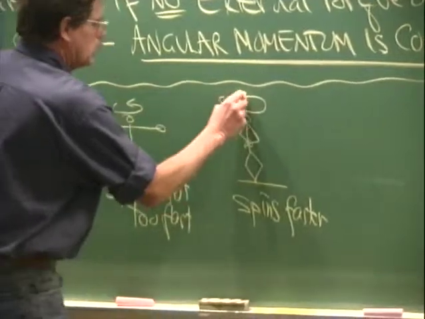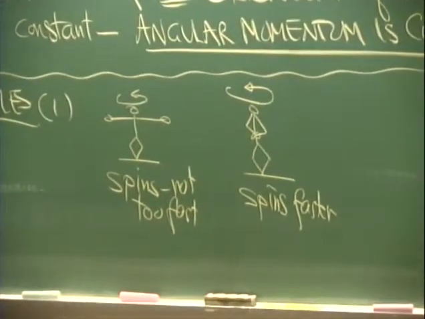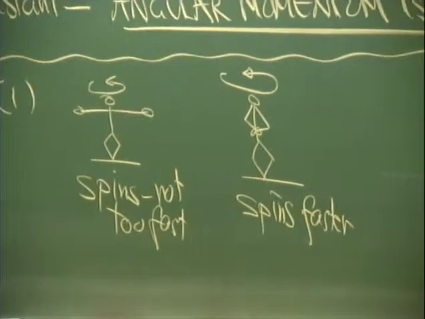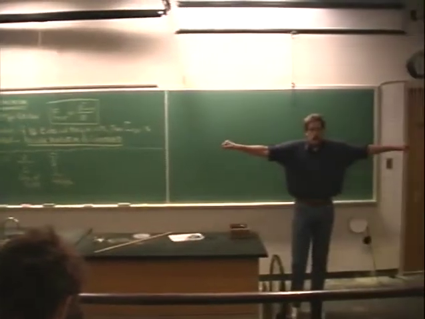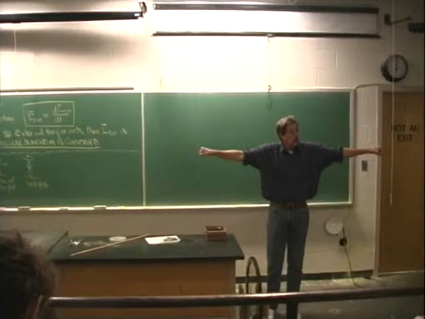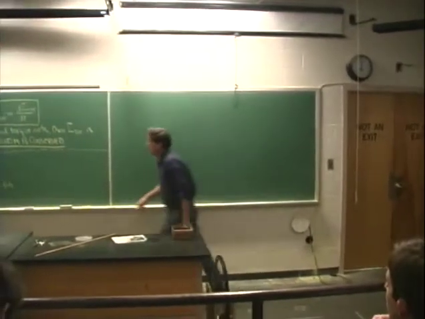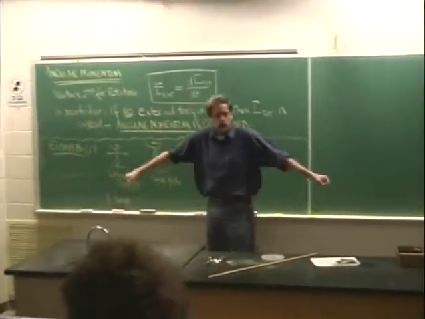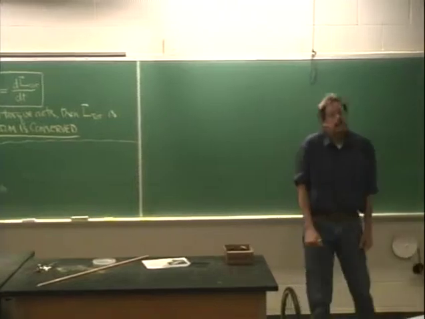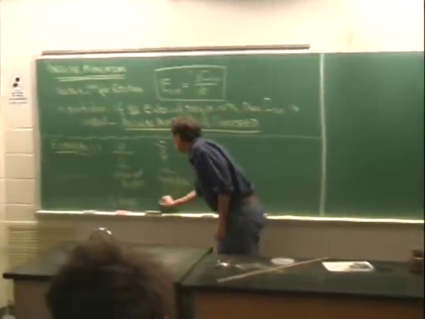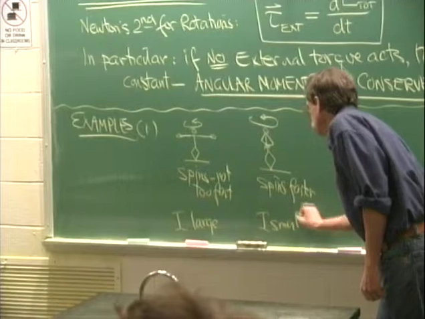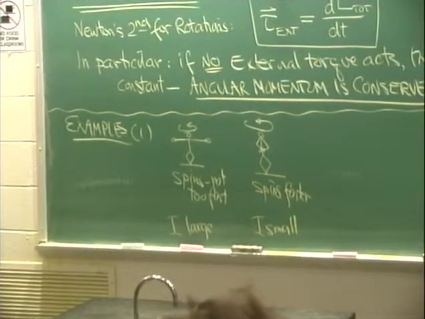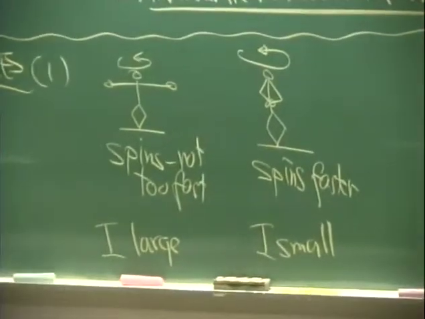So, why is that? Well, when she had her arms outstretched, she had a relatively large moment of inertia. I was large. When she brings her arms in close to her body, what is she doing? Basically decreasing her moment of inertia. Angular momentum is the product of, for a rigid object, I times omega.